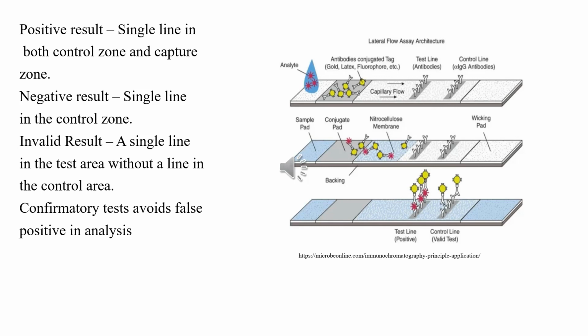When there is a positive result, a line appears in both the control zone and the capture zone. When there is a negative result, a single line appears only in the control zone. When there is an invalid result, a single line in the test area without a line in the control zone will be formed.